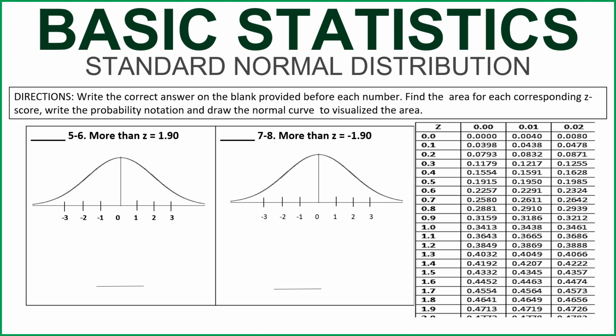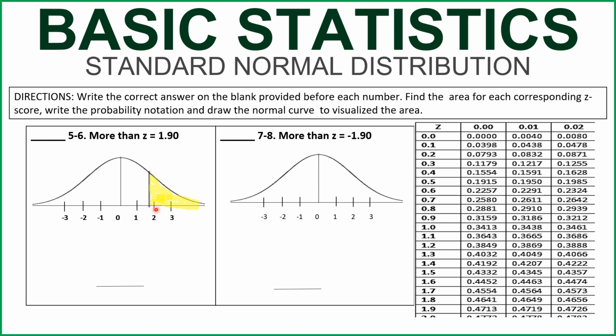So let's just make the discussion quick. This is just another example anyways. So for here, two examples, we have the words more than. So if it's more than, we will shade to the right. So let's locate 1.9. So that is near positive 2. And we will shade to the right. You can pause this video lesson and do it first before you play it. Okay. So that is 1.9.